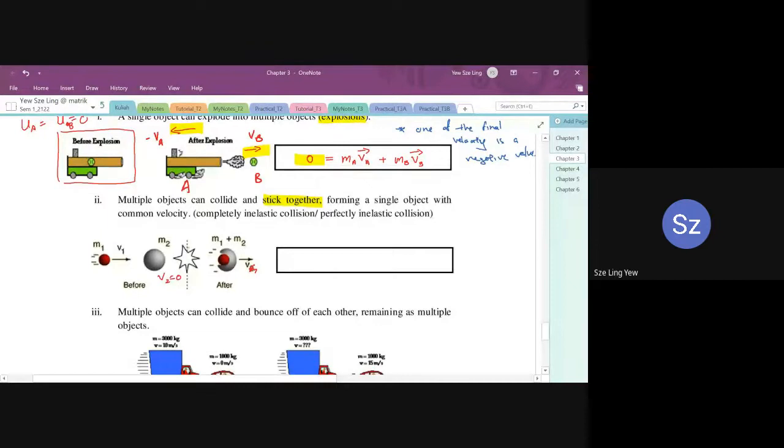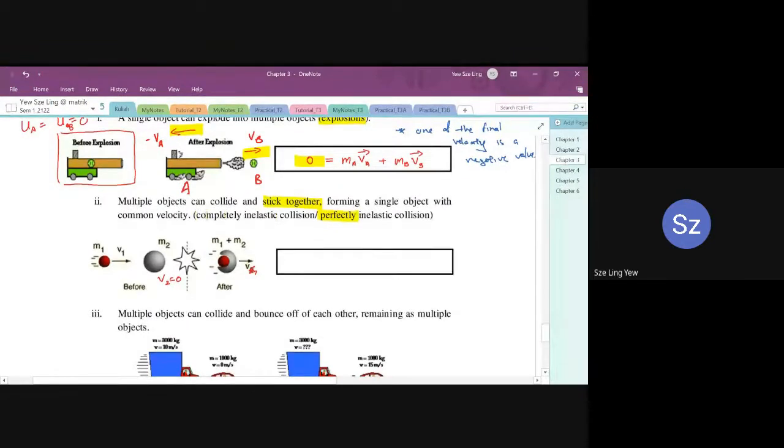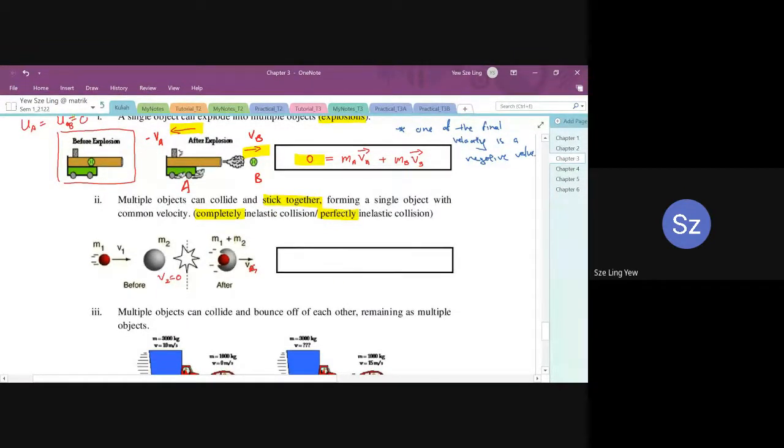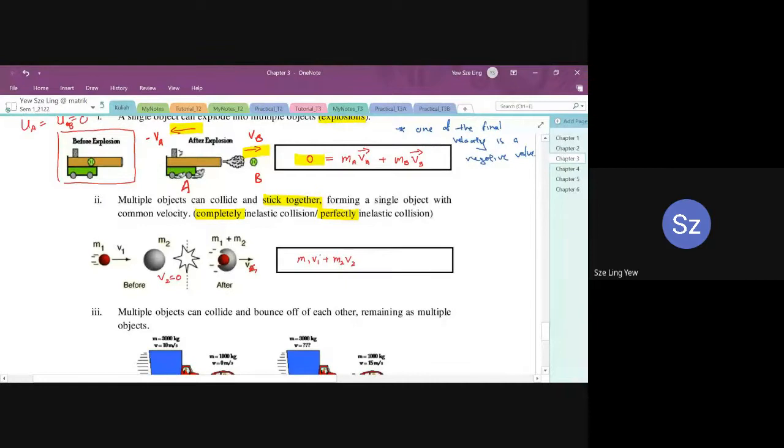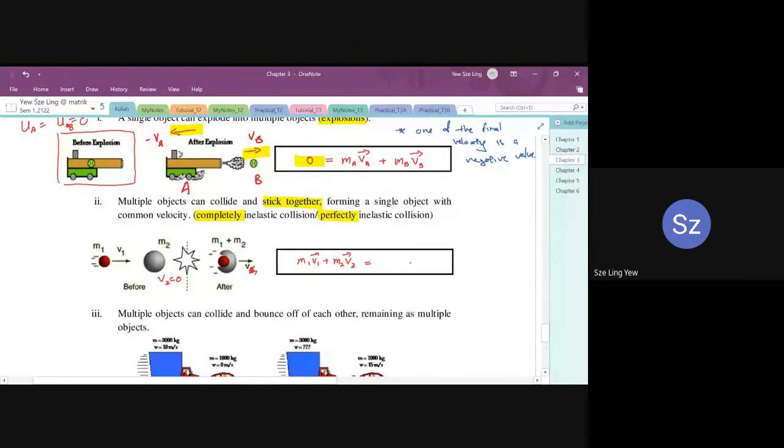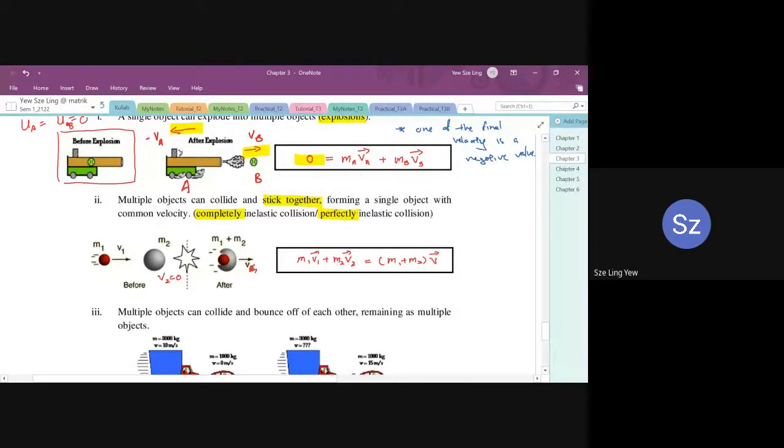So what can you say about this diagram? When they stick together, it has a special name called perfectly or completely inelastic collision. Both objects must stick together after they collide with each other. So based on the diagram given, we have M1 V1 plus M2 V2 equals M1 plus M2 times V, the final velocity.